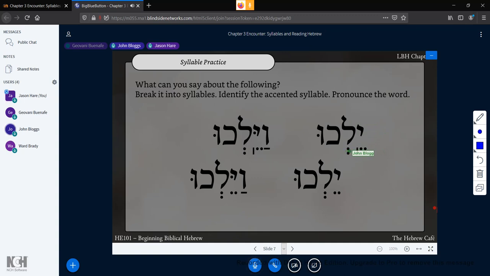Traditionally, that's a vocal schwa. Traditionally, the schwa is not counted as a vowel. It's a non-vowel. So traditionally, this would be a two-syllable word: ye, lechu. Ye is a syllable and lechu is a syllable. So the lamed and the kaf are just run together in pronunciation, and the vocal schwa belongs to the next syllable. The textbook that we're using does count it as its own syllable: ye, le, chu.